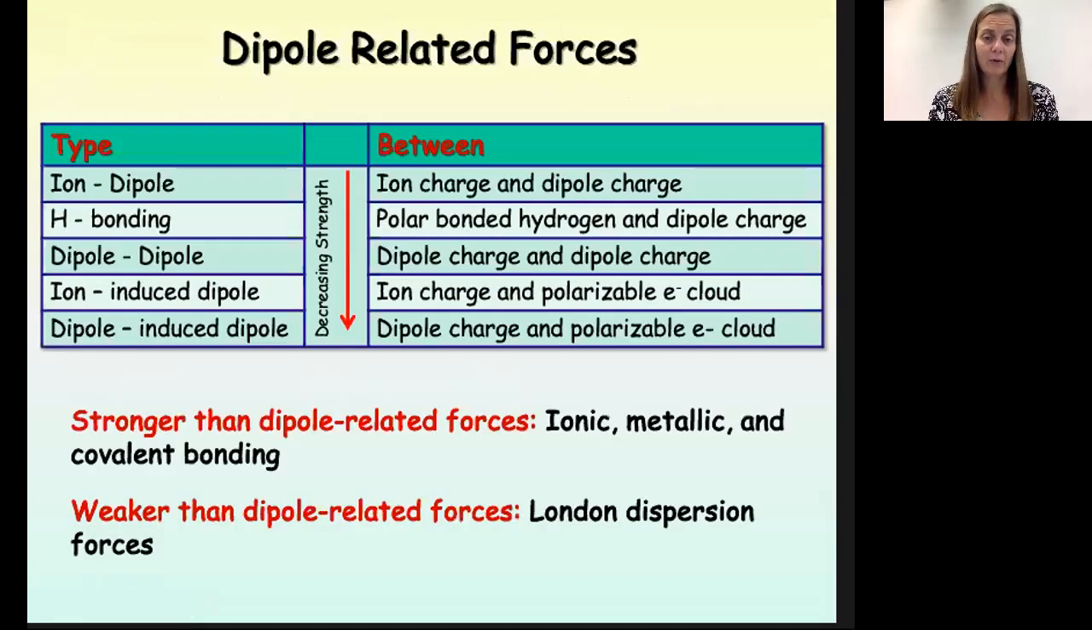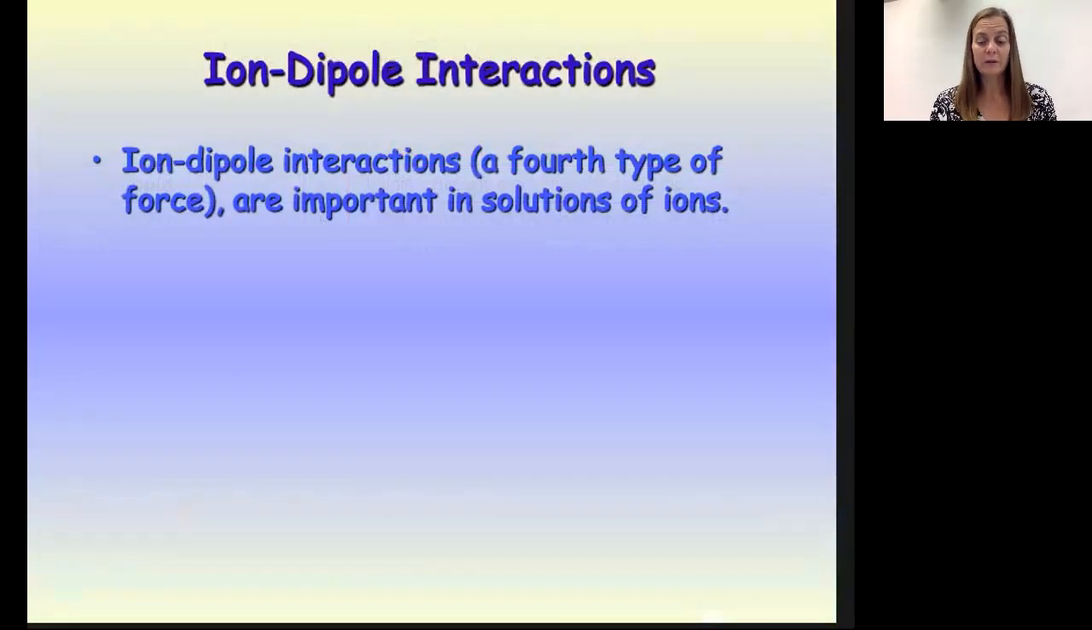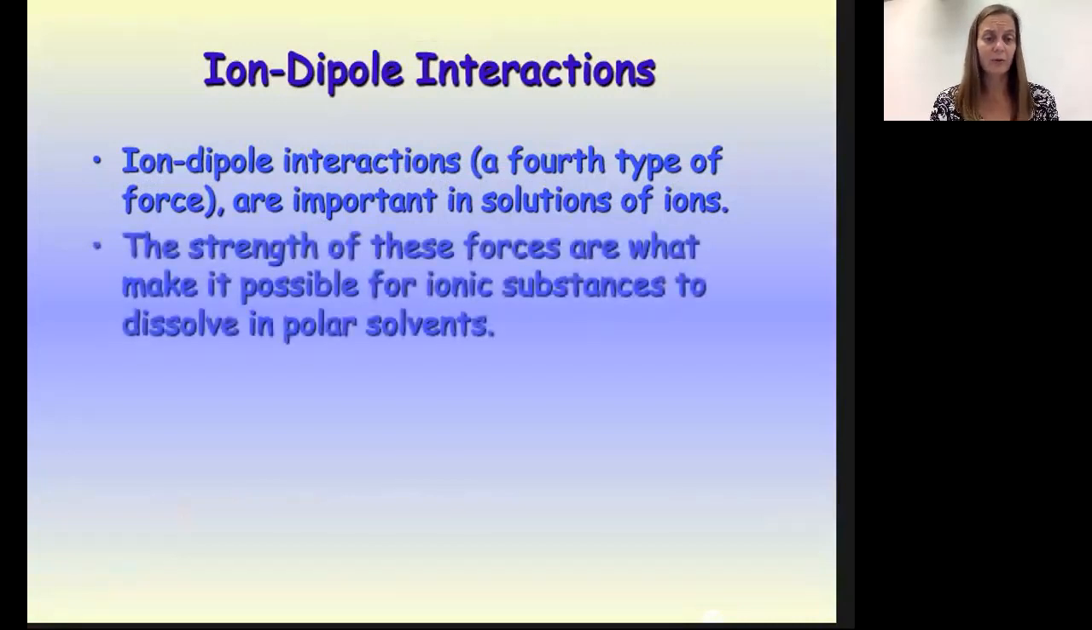Let's talk about some dipole forces. So we talked about dipole-dipole. Hydrogen bonding is a specific type of dipole-dipole. And then we also have ion-dipole interactions. And these are actually stronger than hydrogen bonding. So ion-dipole interactions are where we have an ion being attracted to a polar molecule or a dipole. These forces are very strong. This is why ionic compounds dissolve in polar solvents. So the strength of the attraction between an ion and a water molecule is what makes ionic compounds dissolve in water.